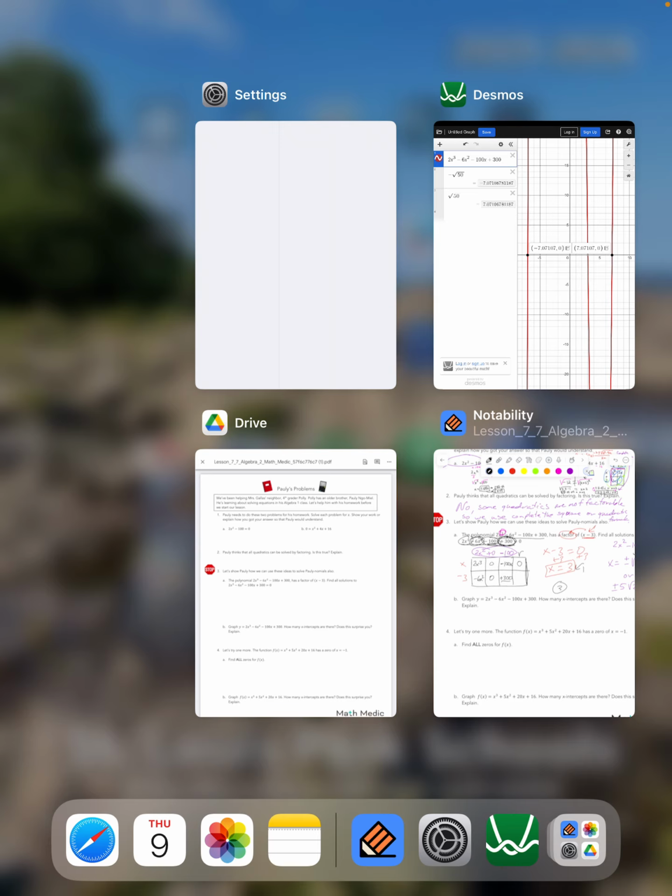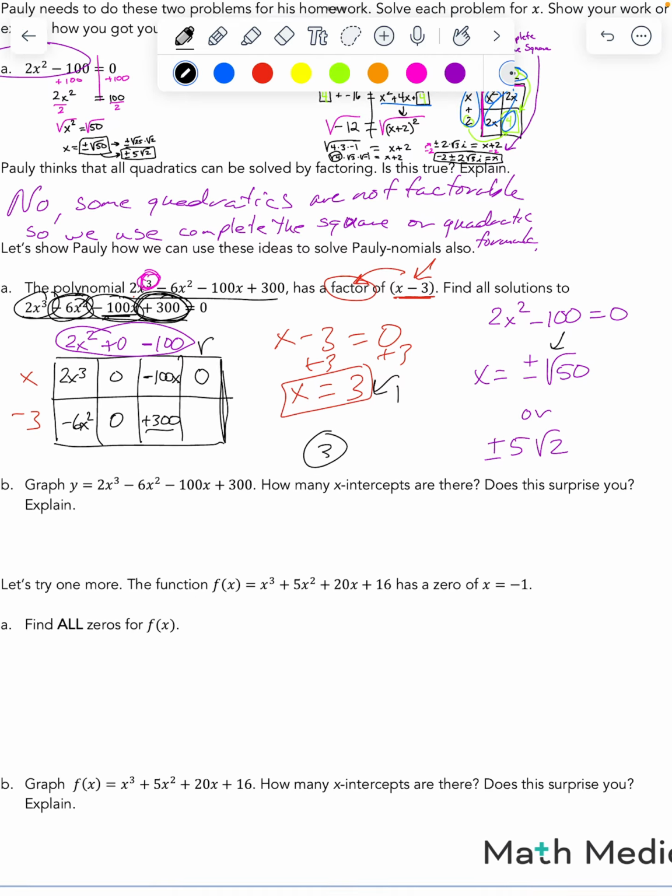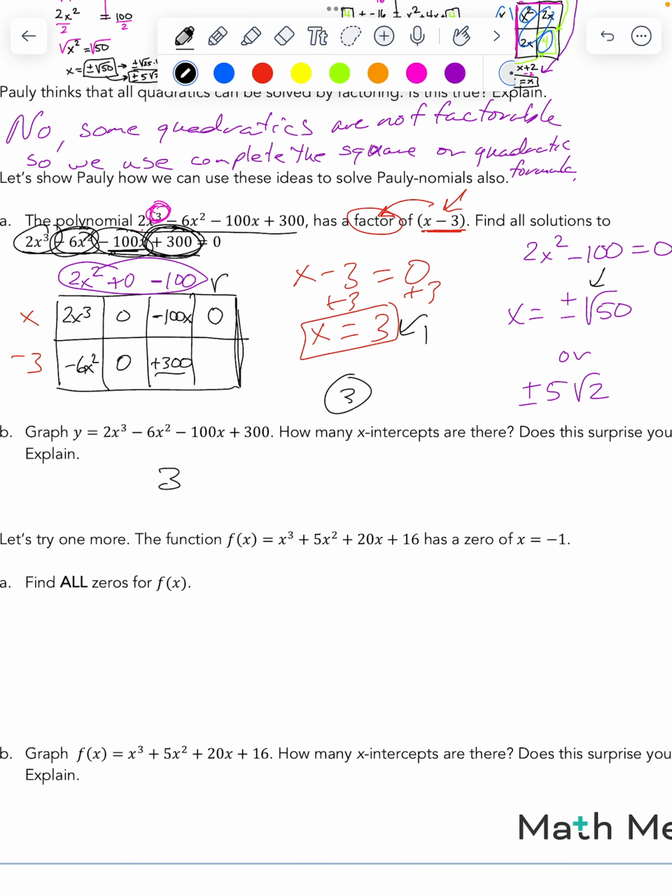So if I go back to looking at this right here, how many x-intercepts were there? Well, there was 3. And no, I'm not surprised, because the degree is 3.